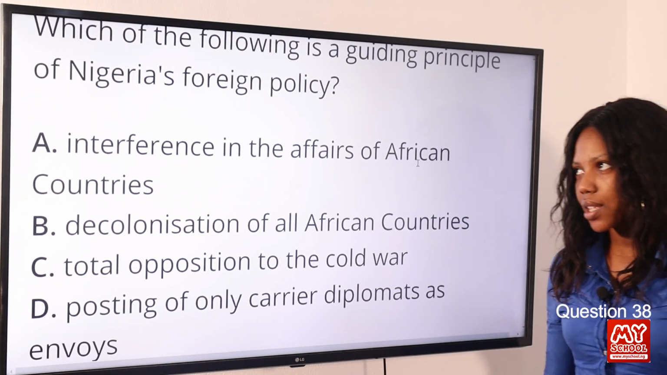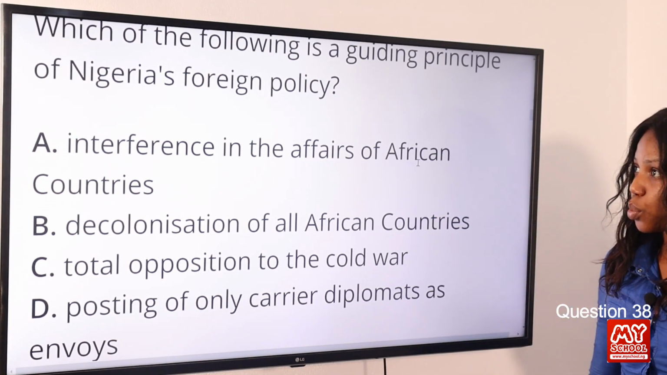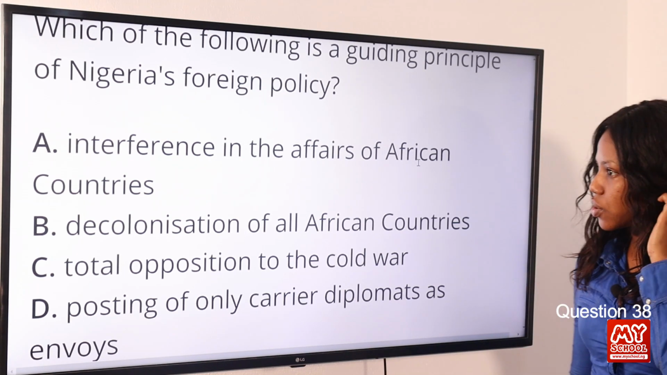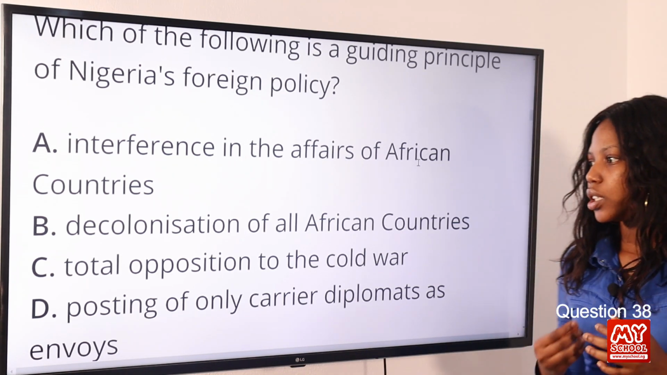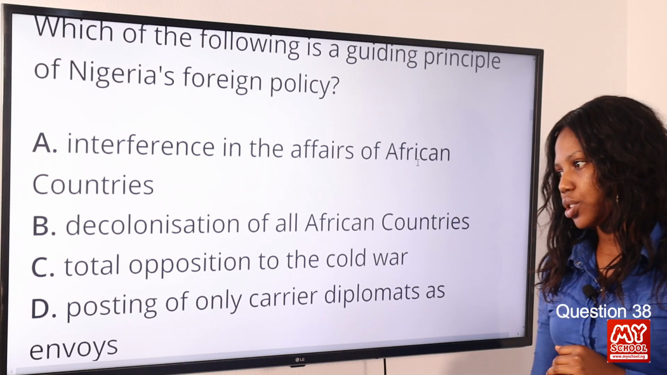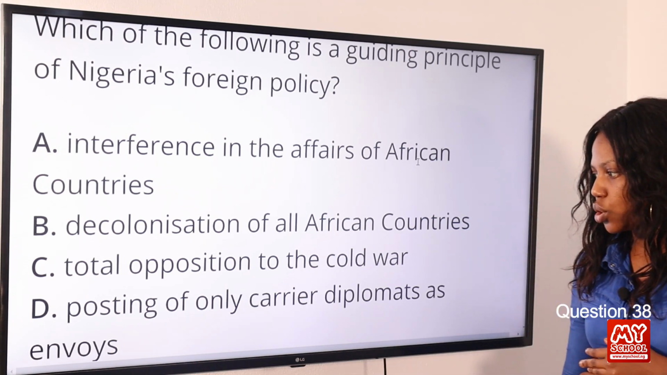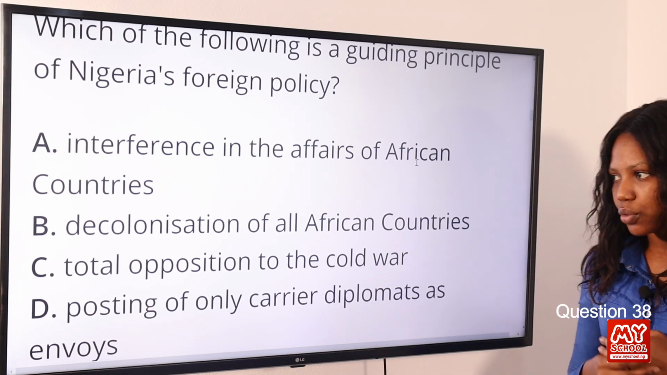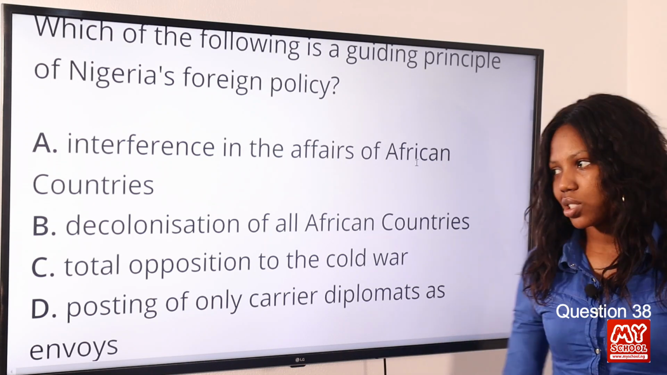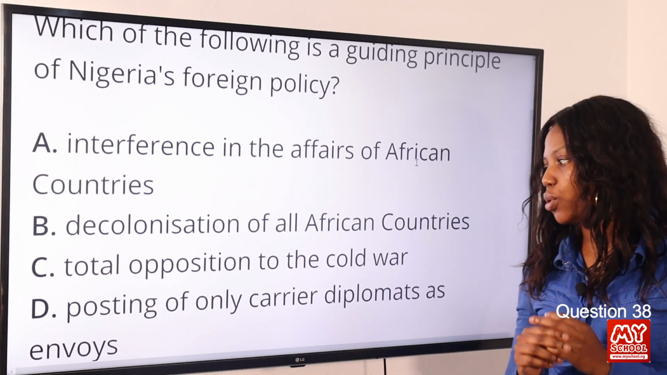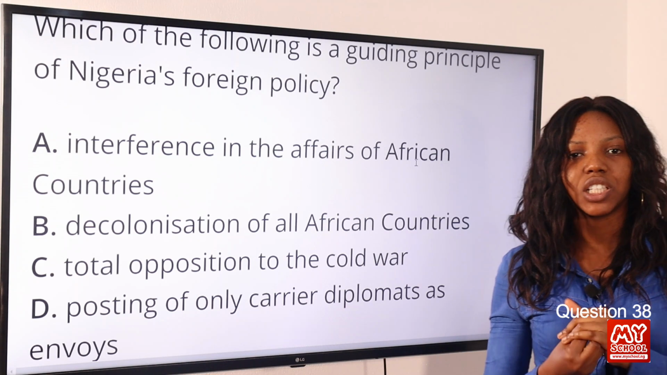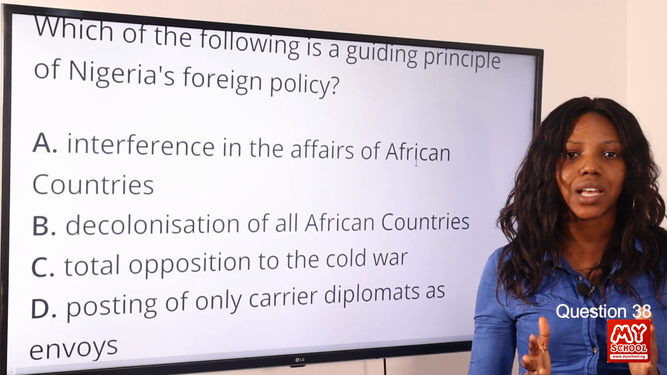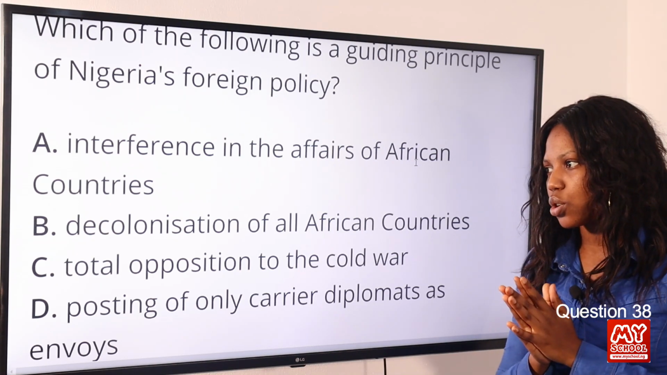Question 38. Which of the following is a guiding principle of Nigeria's foreign policy? Option A, interference in the affairs of African countries. Option B, decolonization of all African countries. Option C, total opposition to the Cold War. Option D, posting of only career diplomats as envoys. The answer to this question is option B, decolonization of all African countries. One of the principles of Nigerian foreign policy is to ensure that all African countries are independent and united. So the answer to this question is option B.